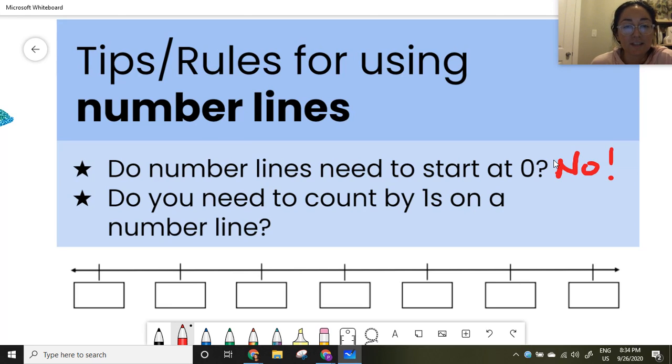So that also answers our second question. Do you need to count by 1s on a number line? Nope. You sure don't.